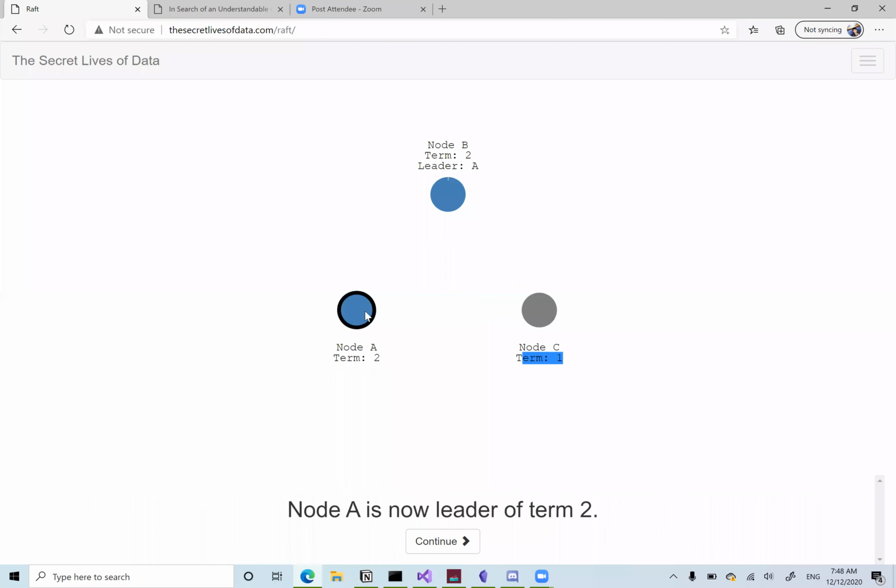So this node voted for itself, and this node also voted. So it got two votes. It incremented the term. So the term went from 1 to term 2. And now this is the leader. So node A is now the leader for term 2.